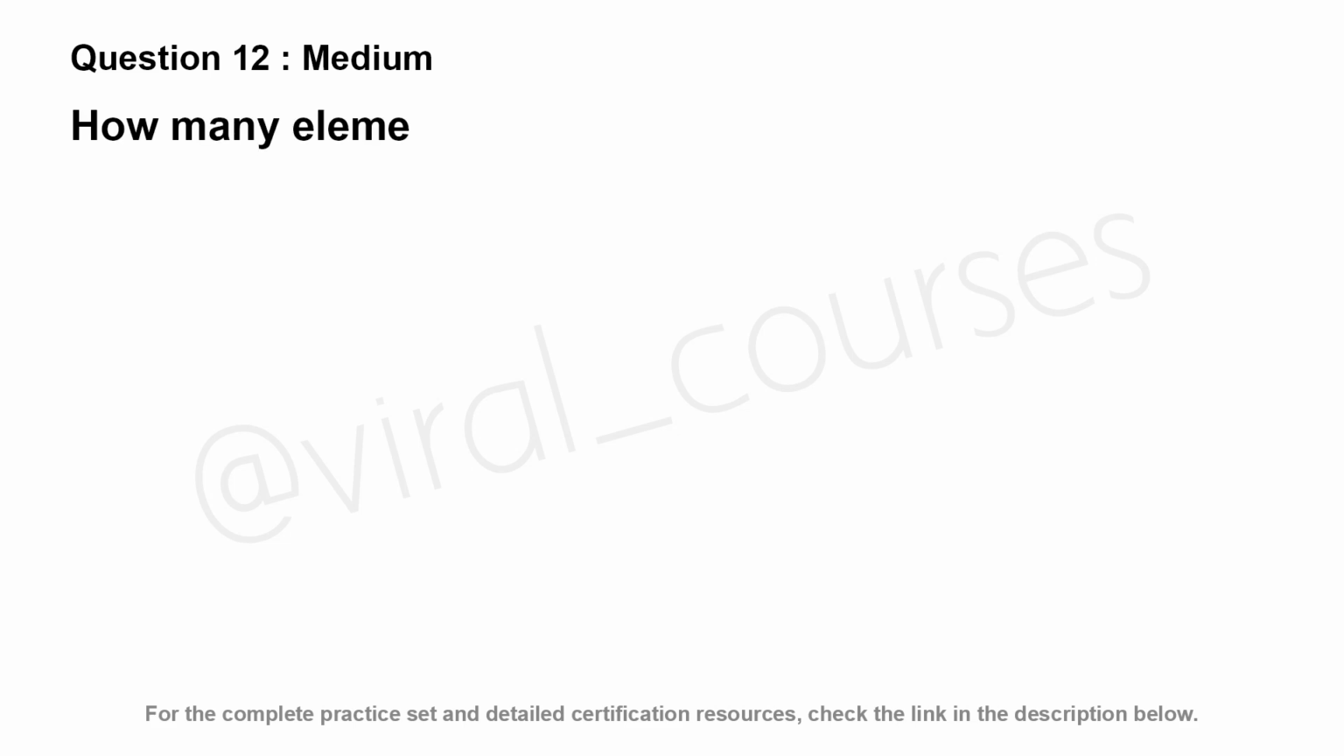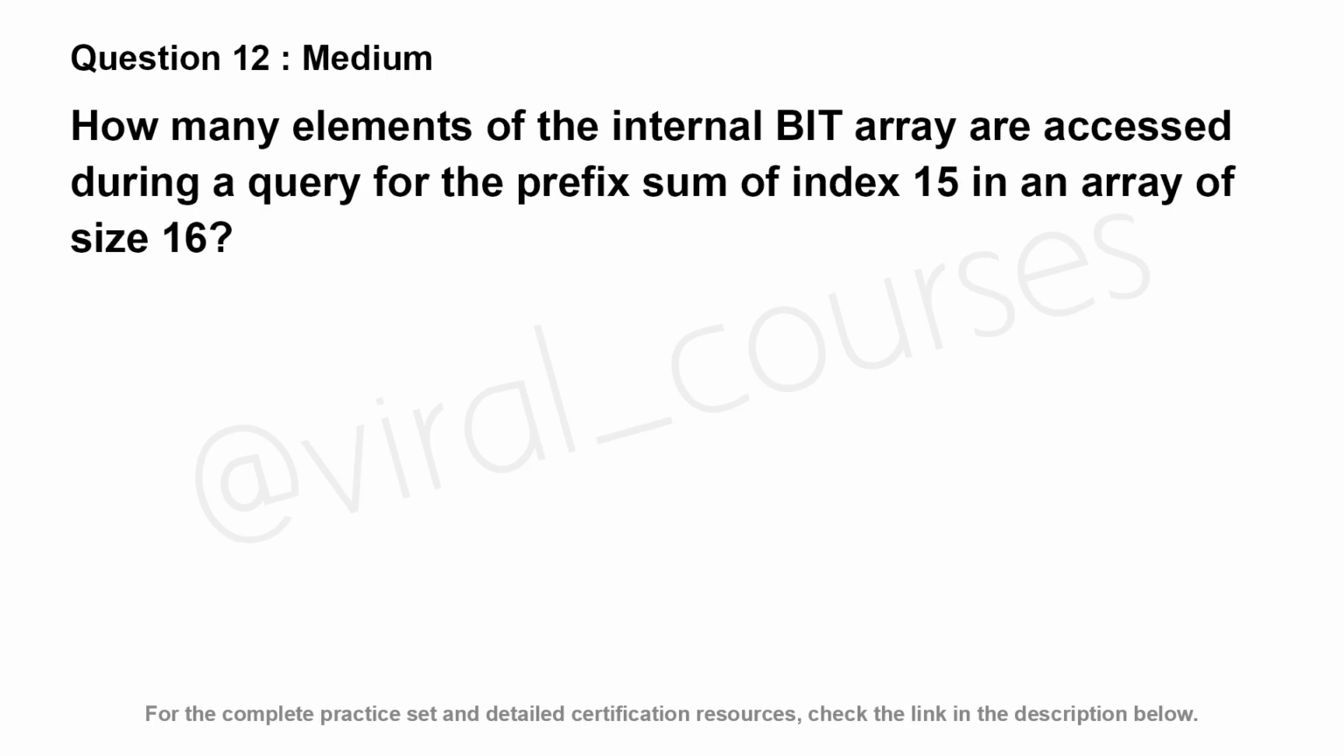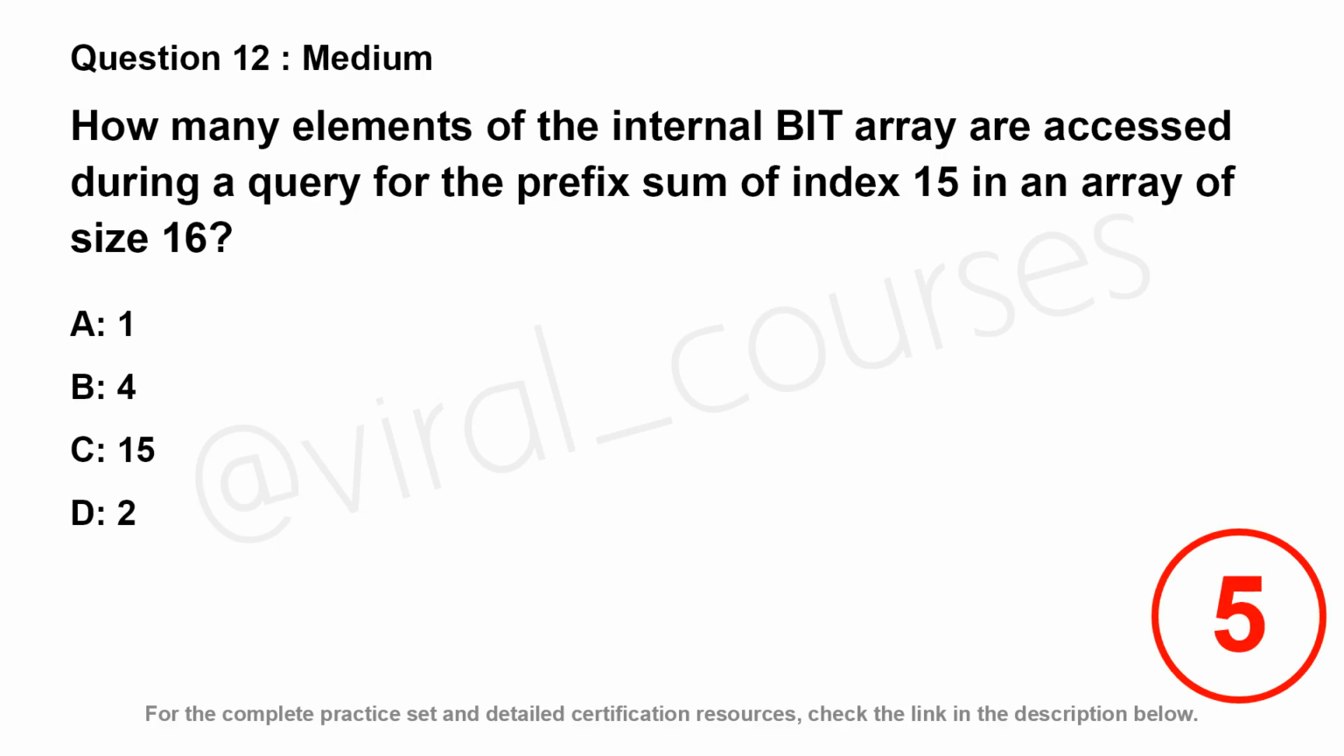How many elements of the internal BIT array are accessed during a query for the prefix sum of index 15 in an array of size 16? Option A, 1. Option B, 4. Option C, 15. Option D, 2.